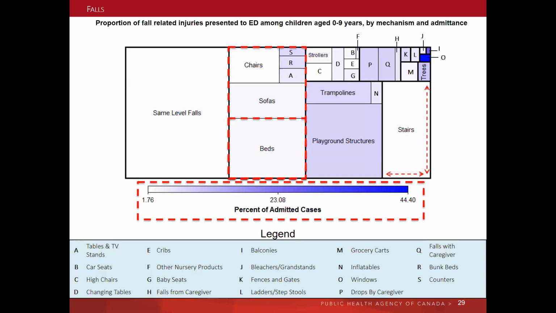The lighter colors indicate low percent admission, and the darker colors correspond to high percent admission. As I mentioned earlier, we use percent admission as a way of gauging the severity of the injury cases. Mechanisms with a larger proportion of admitted cases are therefore considered more severe than their lighter counterparts.